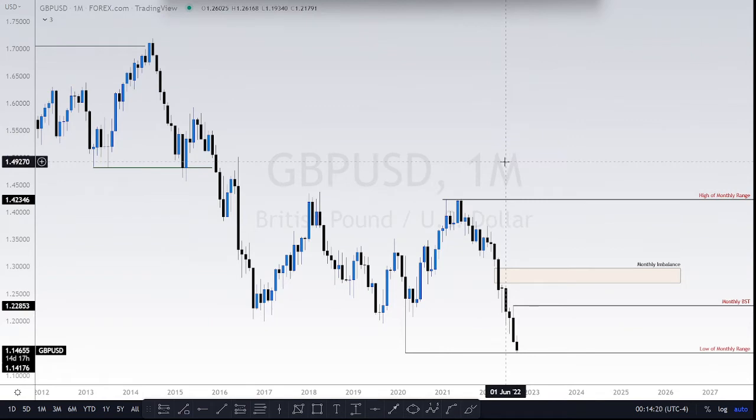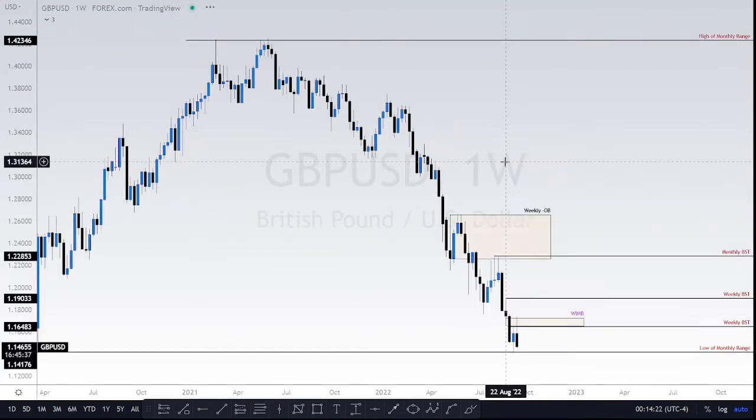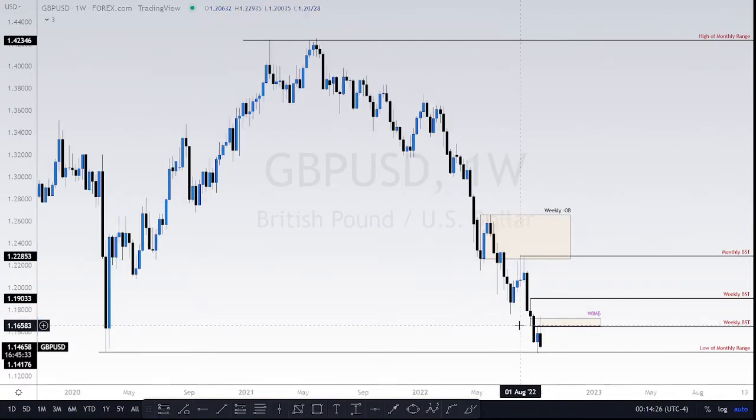If we take a look at the weekly time frame, what we can see is the market price has traded into the weekly imbalance, rejected the weekly imbalance, and now I am anticipating price to move towards the next draw on sell side liquidity, which is residing below the low of 2020.